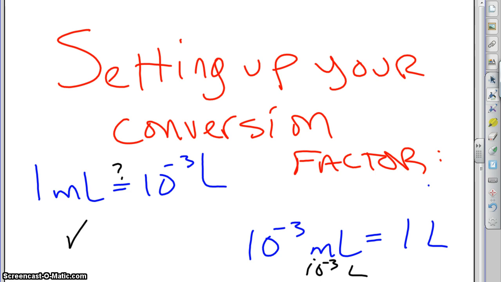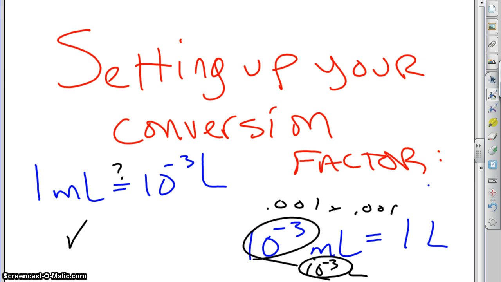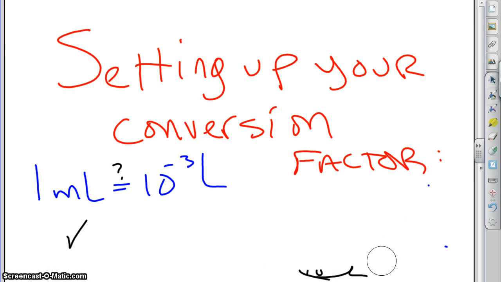So this is saying 10 to the negative third, or 1,000th of 1,000th of a liter equals 1 liter. And that is just clearly not true. 1,000th of 1,000th of a liter is not a liter. So here we have our power of 10 and our metric prefix together, and that just doesn't work. That's redundant. You don't want that.